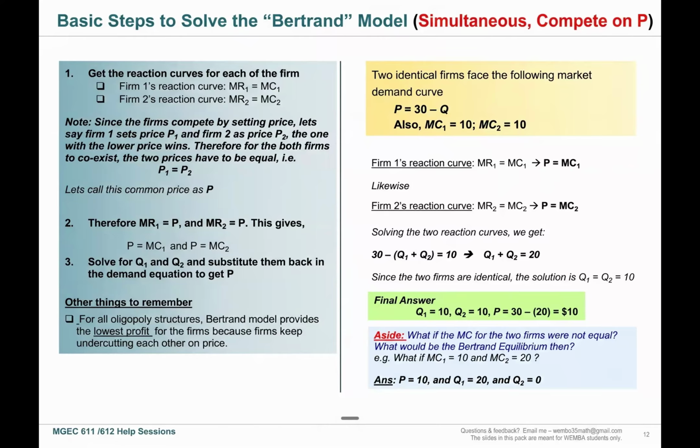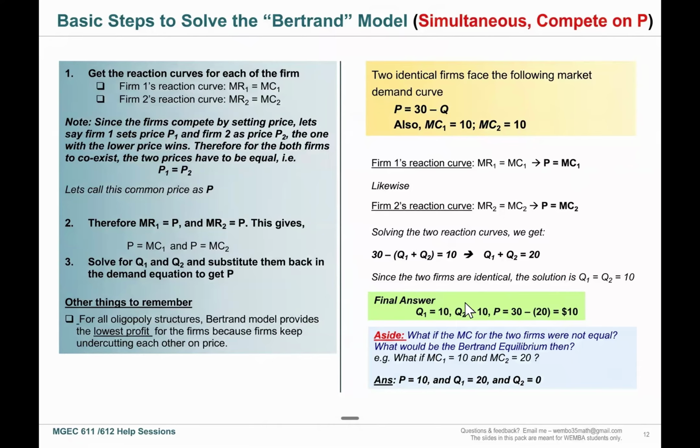The reason is that if one price is higher than the other, the firm with the lower price takes the entire market. So in the end, the two prices have to be the same for the two firms to coexist in a Bertrand model. That's why P1 equals P2. The firms cannot set different prices, because the firm that sets the lower price will always win the whole market share. That's the equilibrium point. So P equal to MC1 and P equal to MC2 are the two reaction curves, and you solve them together to get the quantity.